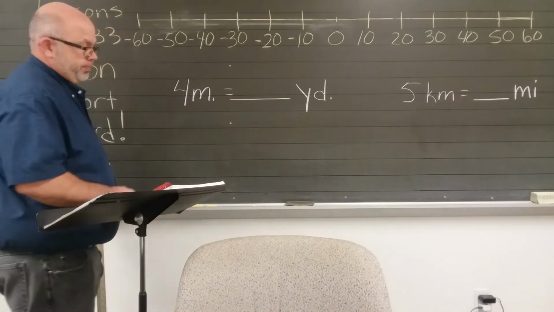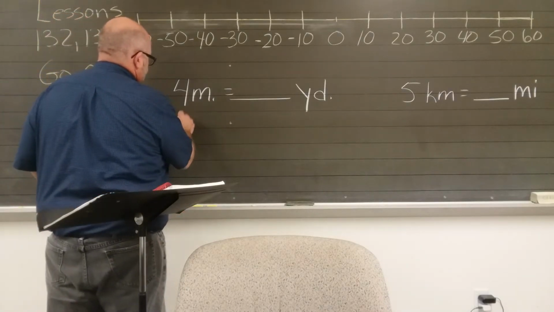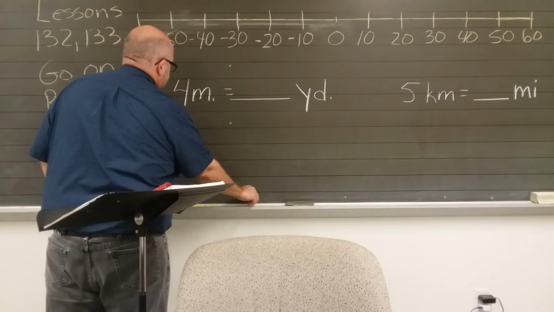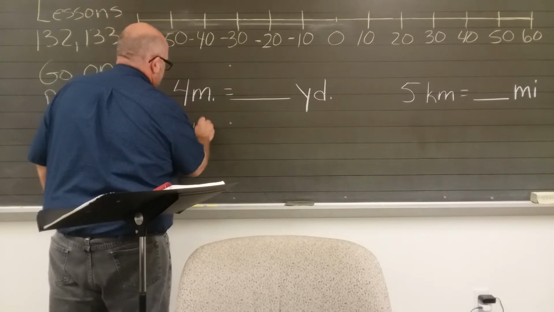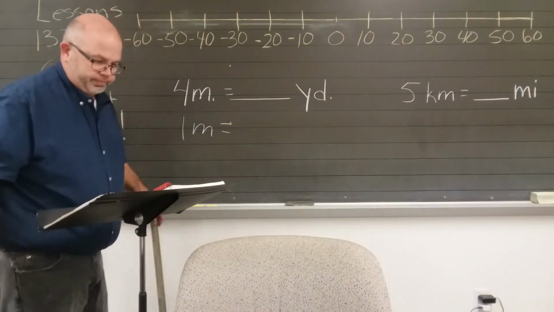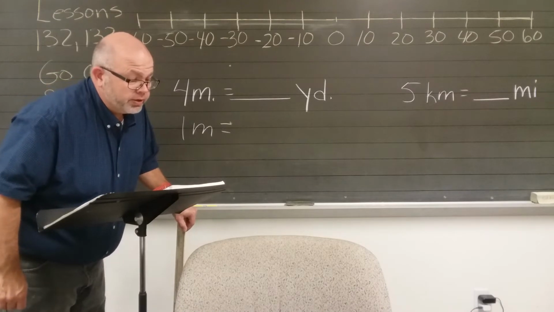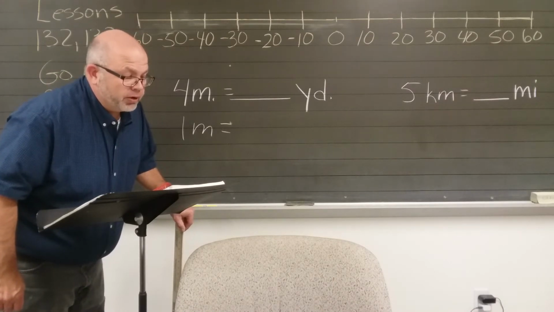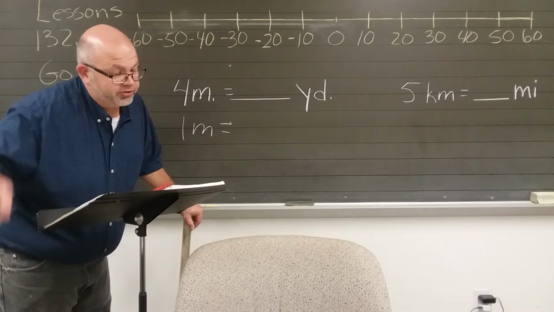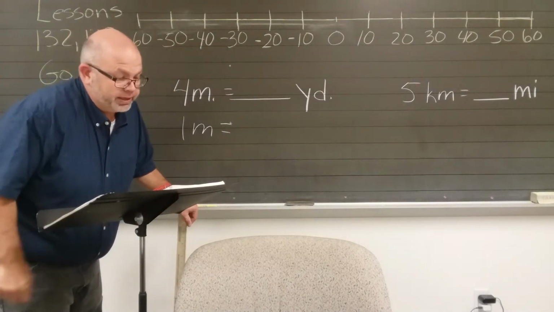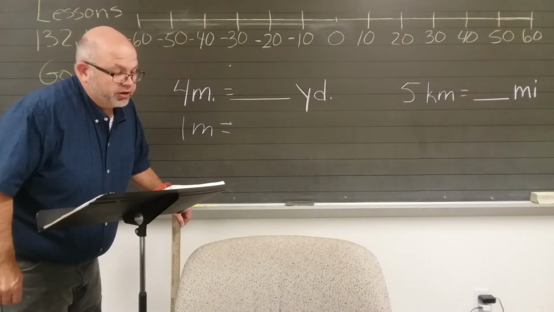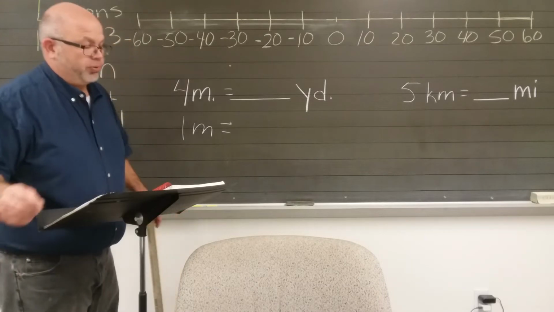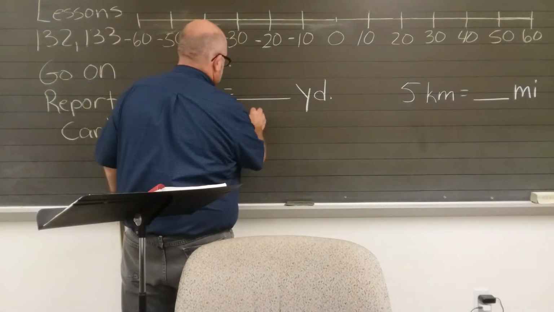Okay, 1 meter. Do it this way. 1 meter equals how many yards? See that? They have them both set up. They have 1 meter equals how many yards, and on the other side they have 1 yard equals how many meters. It would be easiest to figure it this way. 1 meter equals 1.09 yards.